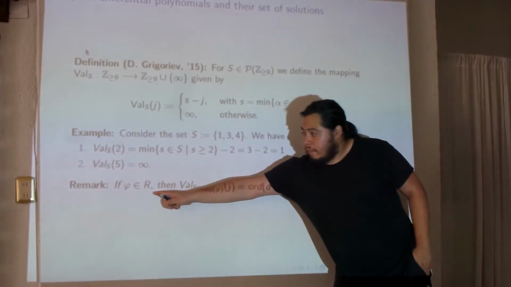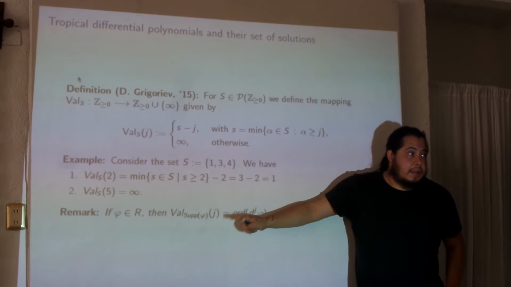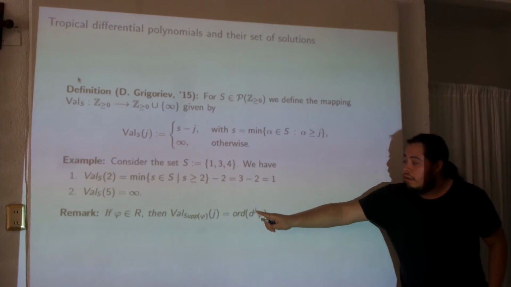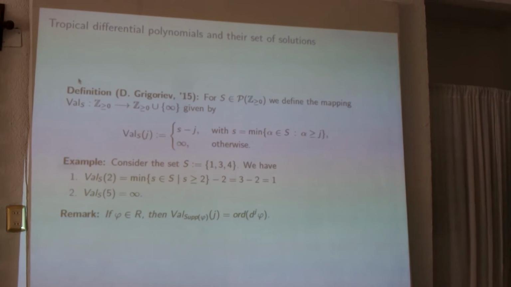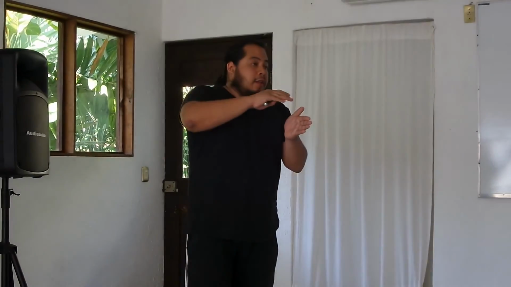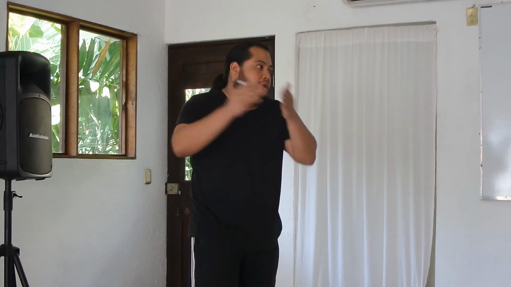Now, this comes from the classical setting. If we take a power series, and if we take S as the support of the power series, then this is just the order of the j-th derivative of the power series. Just take a series, take the derivative j times, and then take the order of the result, and that's just an abstraction of this operation.